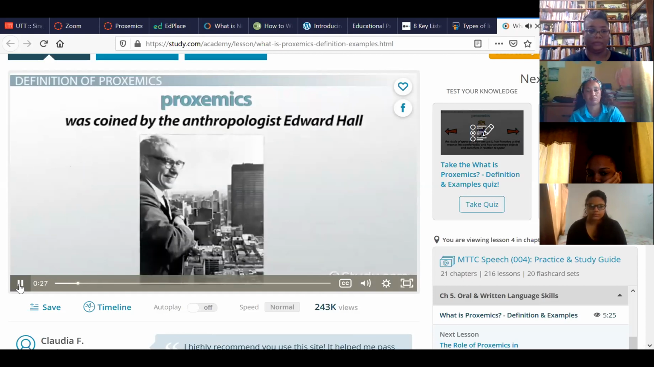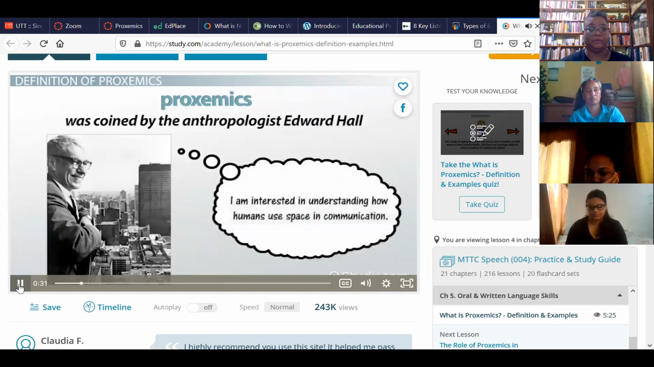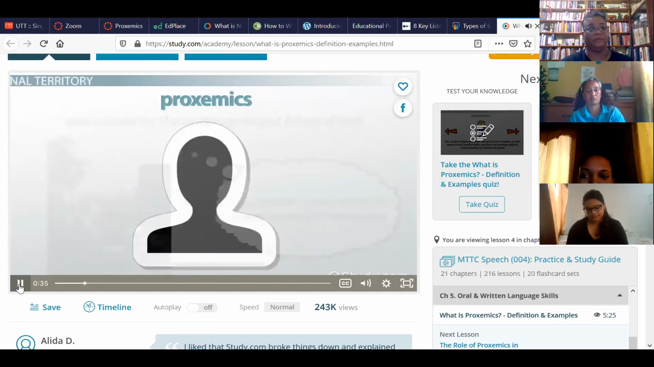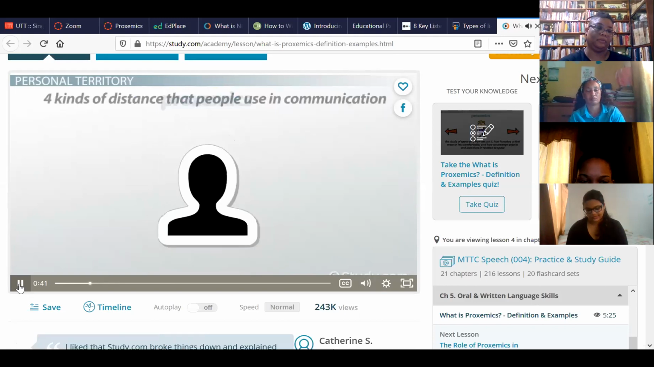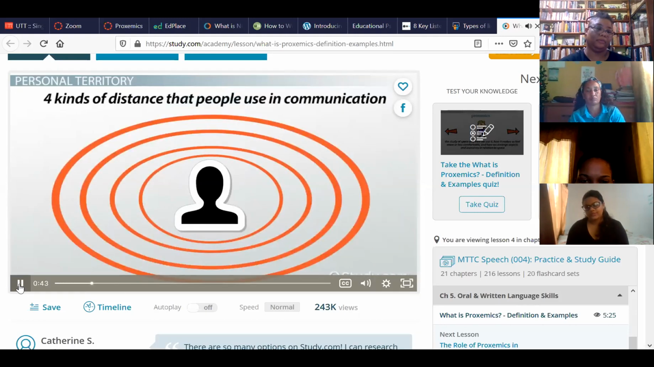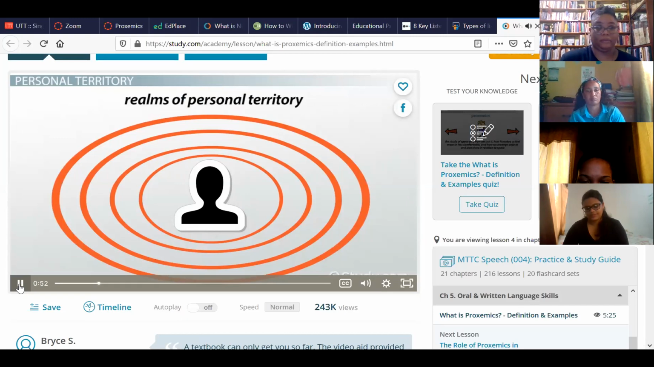The term was coined by the anthropologist Edward Hall. Hall was interested in understanding how humans use space in communication. In order to understand more about proxemics, we need to discuss different kinds of spaces. There are 4 kinds of distance that people generally use in communication. This can vary by place, and different cultures have different standards. These are known as realms of personal territory. Let's talk about these now.